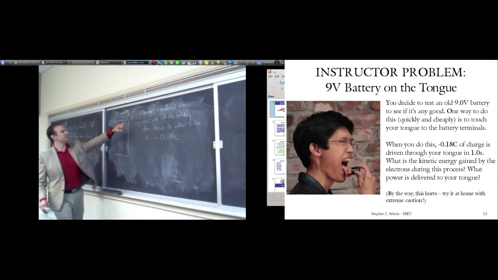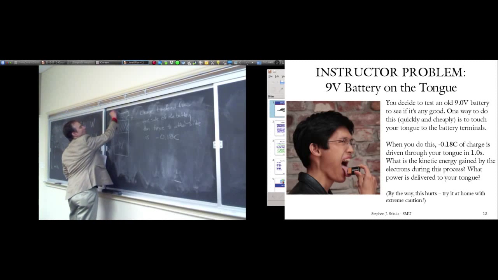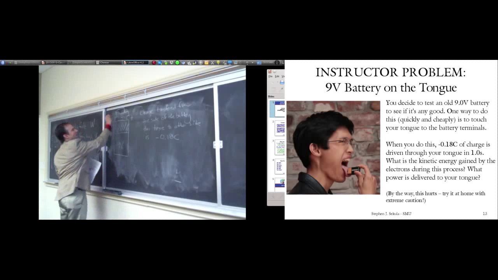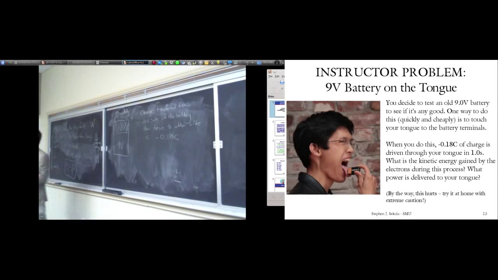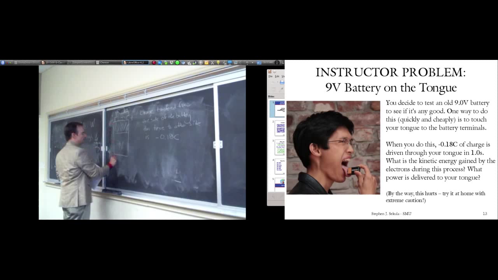So this side emits positive charge, this side emits negative charge. You hook this up to your tongue, and current is going to flow through your tongue, while electrons are going to flow through your tongue over to the positive side. Okay. So there is an electric potential difference in here. Between these two terminals, you have an electric potential difference of 9 volts. That's what 9 volts means.